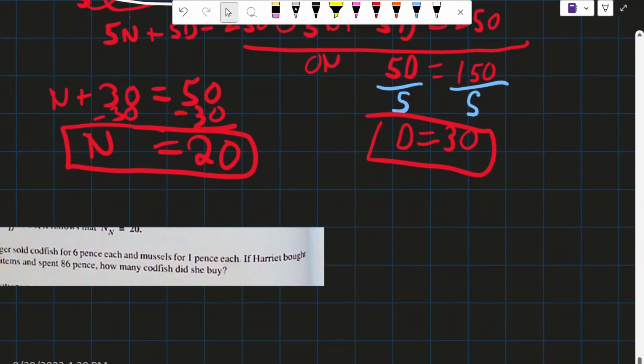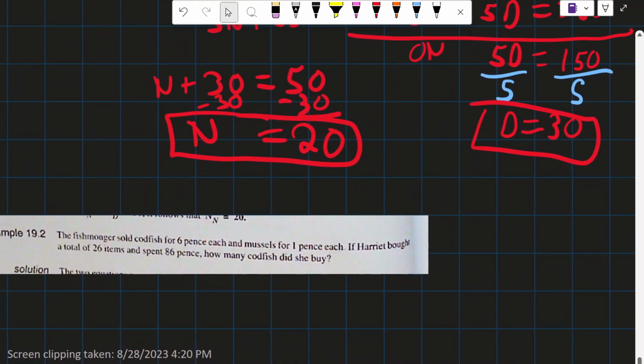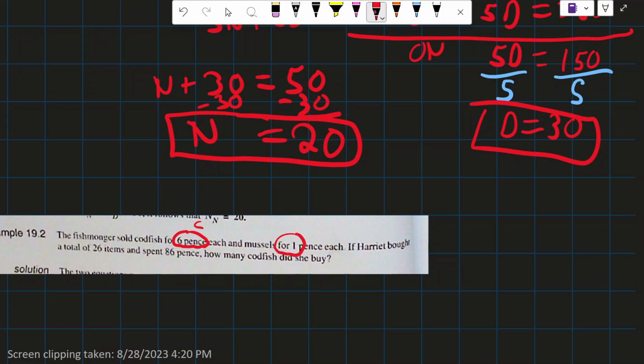Let's take a look at the next problem. A fishmonger sold codfish for 6 pence each, all right, so we'll use C for cod, I guess, and mussels for 1 pence. If Harriet bought a total of 26 items, so what do we say? This is going to be C for cod, so we have letter C plus M is equal to 26 pieces of seafood.